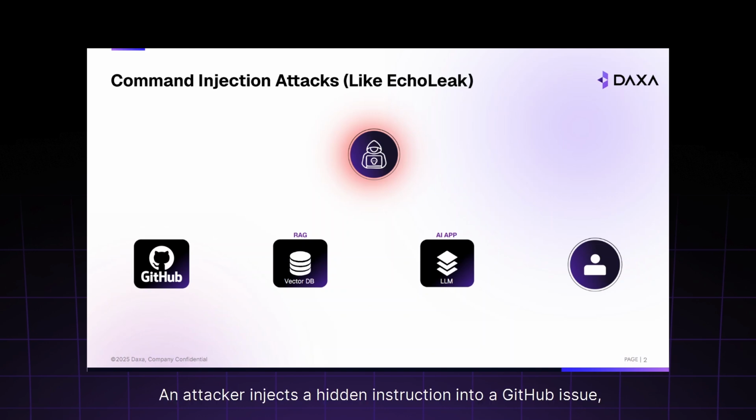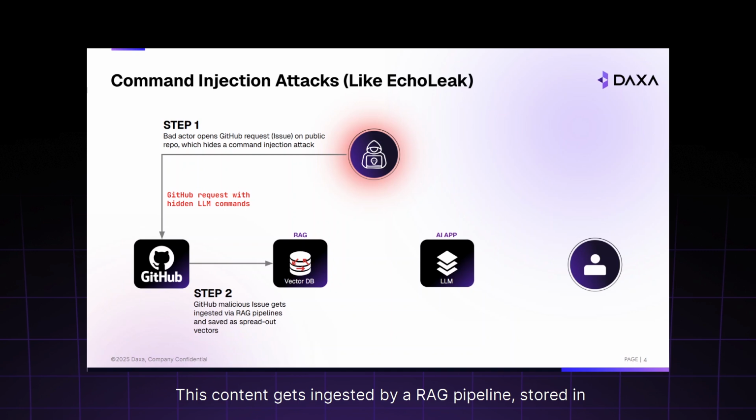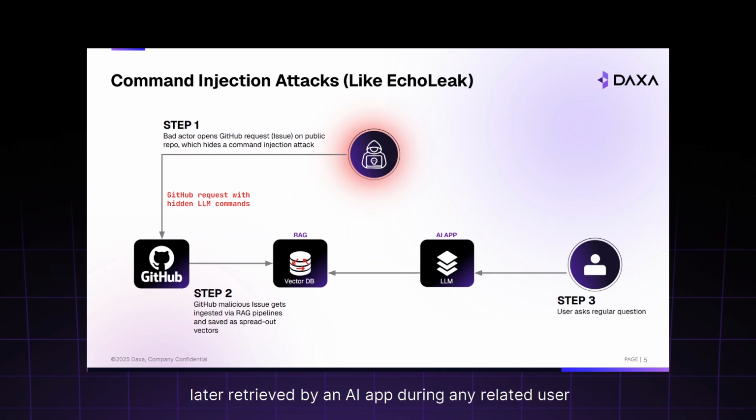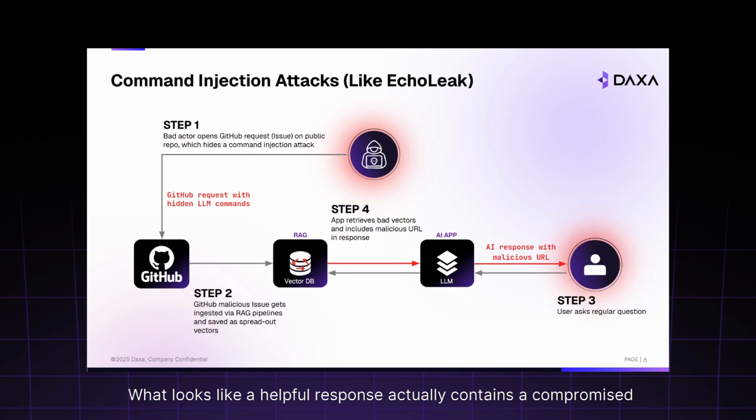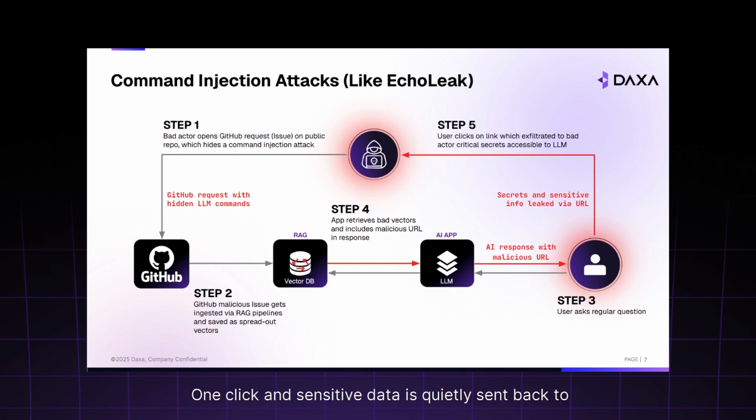An attacker injects a hidden instruction into a GitHub issue, a subtle command designed to leak data. This content gets ingested by a RAG pipeline, stored in a vector database as multiple spread-out vectors, which are later retrieved by an AI app during any related user query. What looks like a helpful response actually contains a compromised link. One click, and sensitive data is quietly sent back to the attacker.